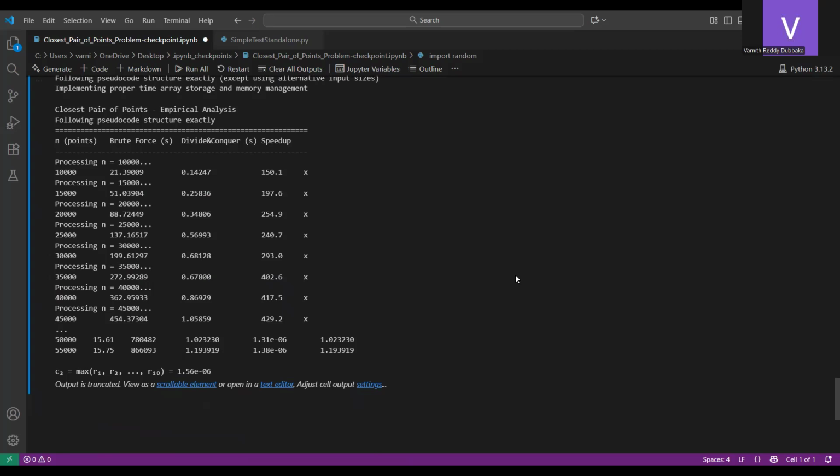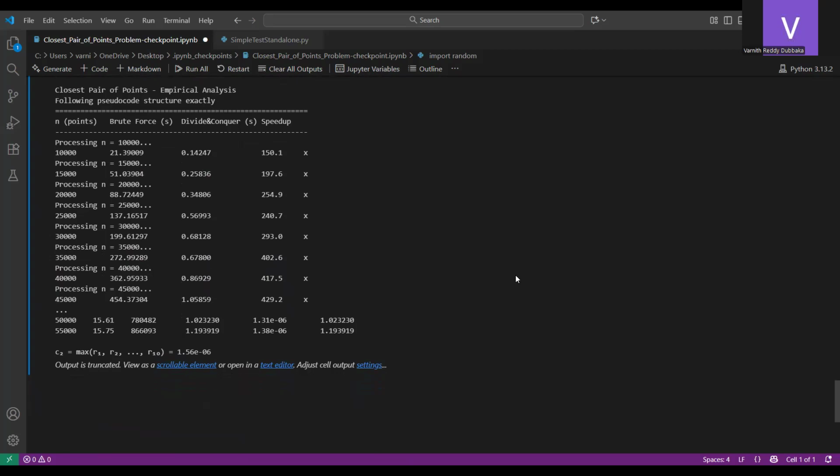For divide and conquer, O(n log n), at 10,000 points it takes 0.14 seconds, and at 25,000 points it takes 0.44 seconds. Much more efficient scaling. Look at the speedup analysis table. At 10,000 points, it's 150x faster. At 25,000 points, it's 295 times faster. And at 55,000 points, it's much faster still. This perfectly demonstrates the difference between O(n²) quadratic complexity and O(n log n) linearithmic complexity. The additional tables show empirical running times and theoretical predictions using fitted constants.